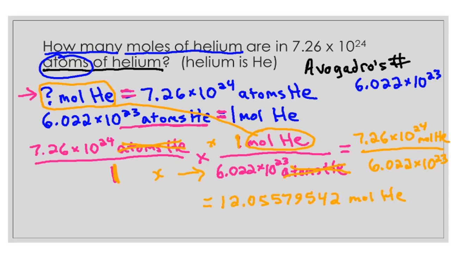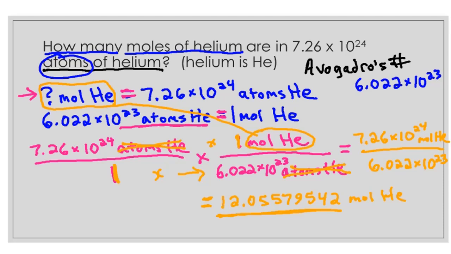Now, if you were following along with me and you understand this, and you got the 7.26 times 10 to the 24 moles of helium divided by 6.022 times 10 to the 23, but you did not get this number, this 12.055, then you just entered it in your calculator wrong. I'd have to save that for another video on how to enter it into your calculator. But this is the answer that you get when you plug it in correctly.